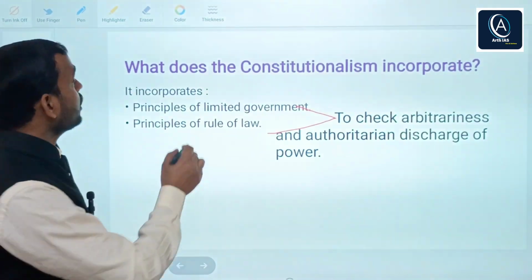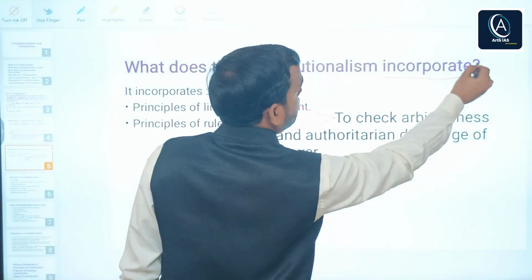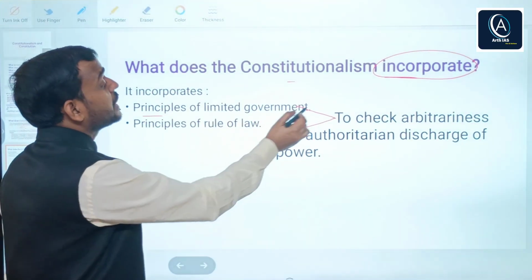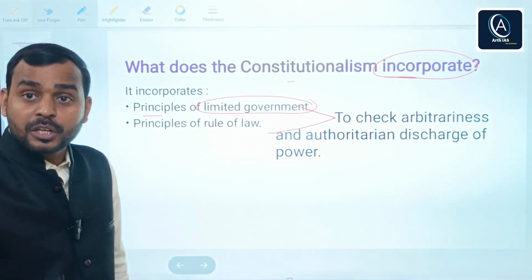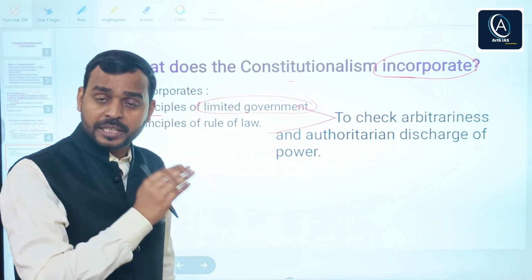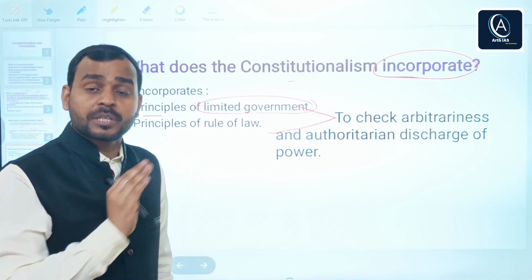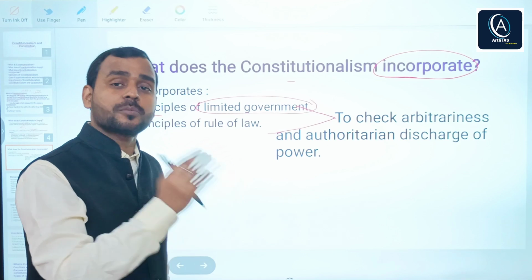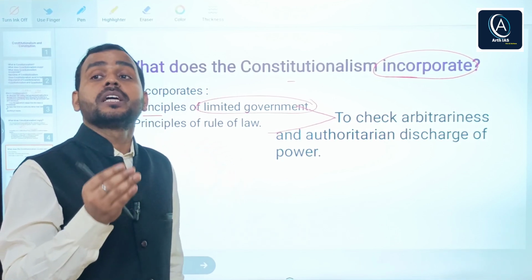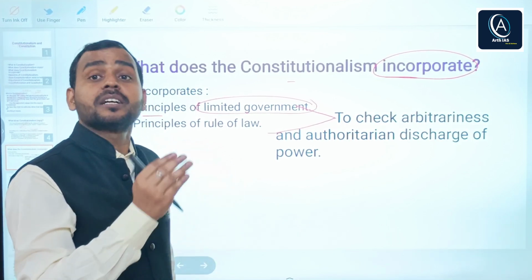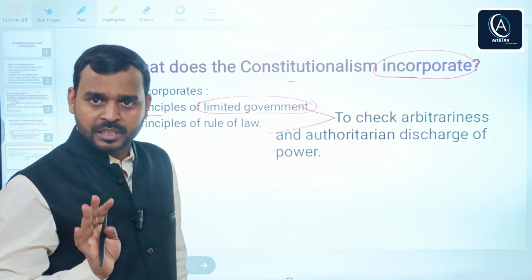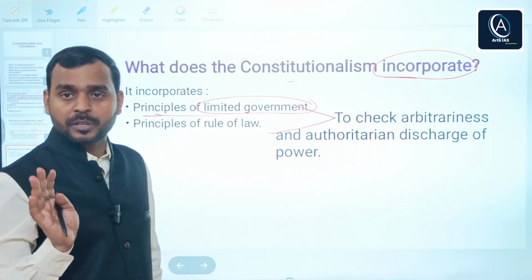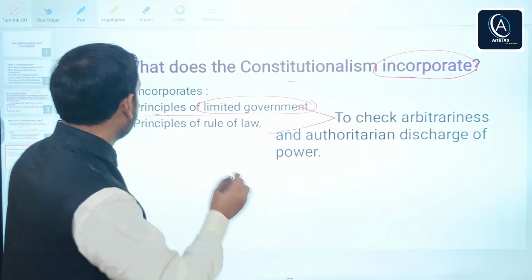Next, what does constitutionalism incorporate? I told you that it incorporates the principle of limited government. Limited government means the constitution limits the powers of government. For example, the legislature is supposed to make law, the executive is supposed to implement laws, and the judiciary is supposed to deliver justice and review the actions of the legislature or executive. So it is the principle of limited government: government does not have unlimited power or arbitrary power.